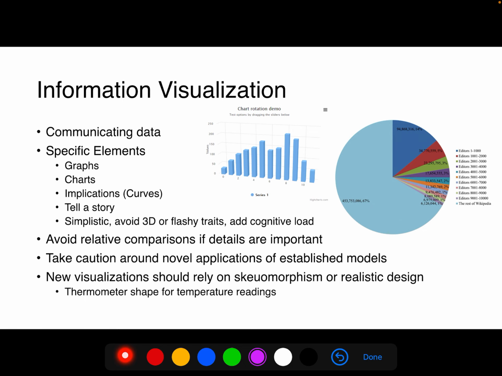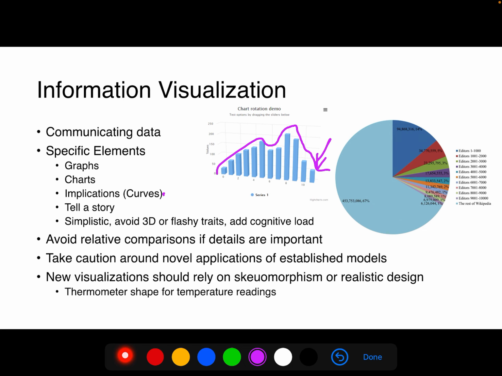So the purpose of information visualization is to communicate data. We use specific elements like graphs, charts, implications, or curves. We're trying to tell a story. So when I say implication and curves, by the way, that could be that you don't represent these bars, but you do this. We want it to be simplistic, avoiding three-dimensional or flashy traits because they just add cognitive load. If you look closely, this is a three-dimensional bar chart, which is just unnecessary cognitive processing.